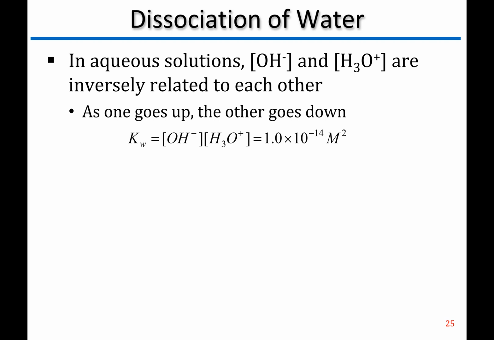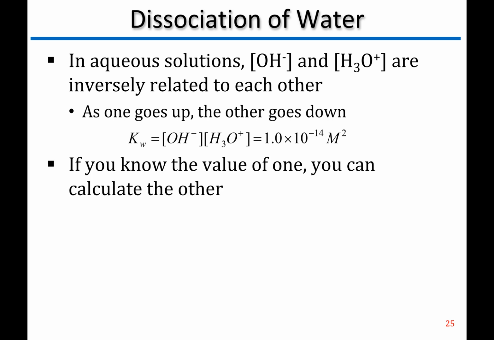So this means that in aqueous solution, OH minus and H3O plus are inversely related to each other, meaning that as one goes up, the other goes down. If Kw is equal to OH minus times H3O plus, and that's equal to a set value, that means if one value goes up, the other one has to go down. And that also means if we know the value of one, we can calculate the other based on Kw. If we know the concentration of OH minus, we can calculate H3O plus. If we know H3O plus, we can calculate OH minus.